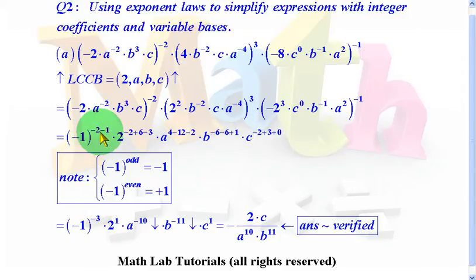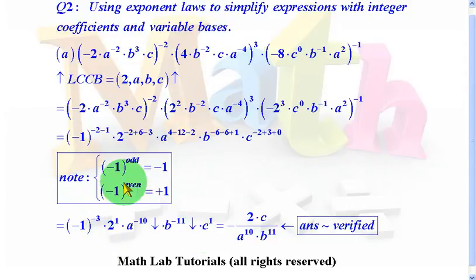-1, this becomes -1 to the power of -3. This becomes 2 to the power 1. These are all integer strings. I'll leave it up to you to work them out. They're all fairly simple. So we get 2 to the power 1. Over here we get a to the power -10. Over here we get b to the power -11. And finally we get c to the power 1.